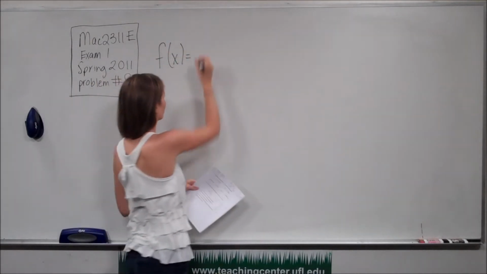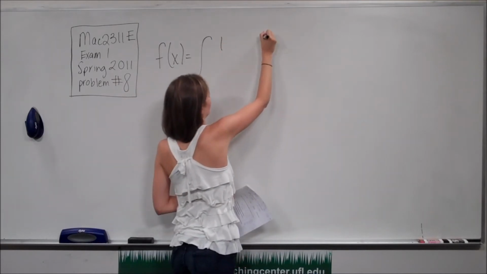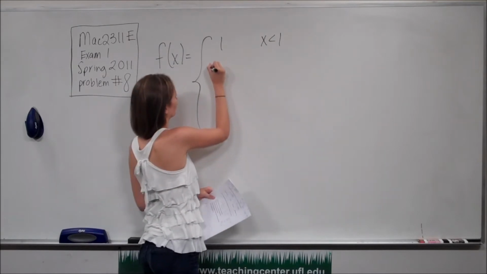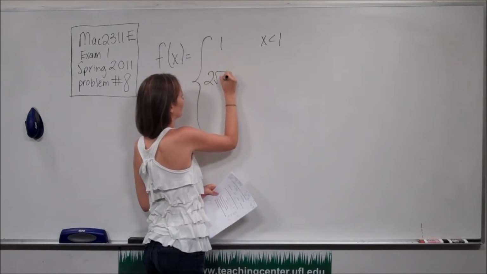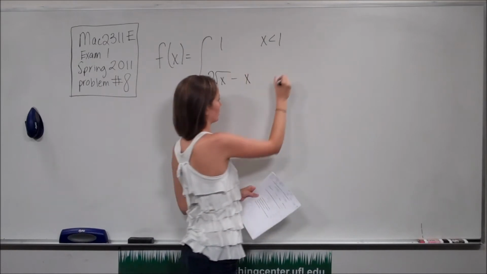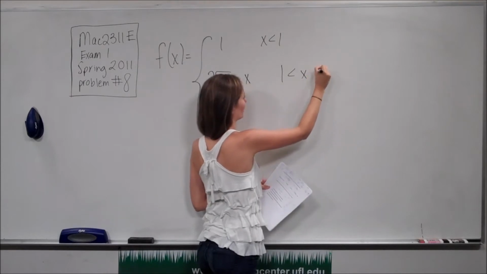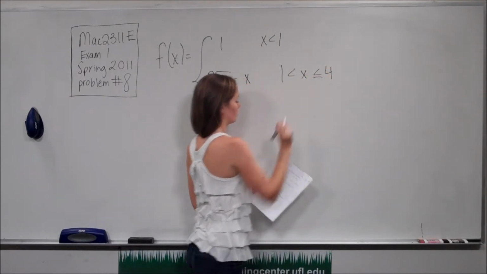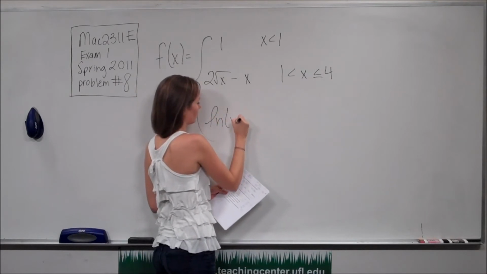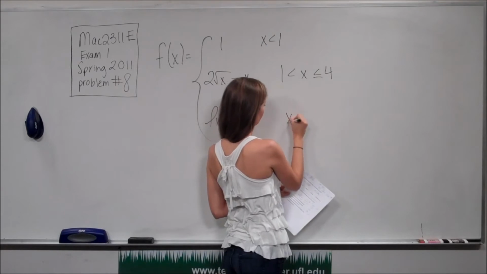So f of x is equal to 1 when x is less than 1. Our function is equal to 2 square root of x minus x when x is between 1 and 4. And then our function is equal to ln of x minus 3 when x is greater than 4.